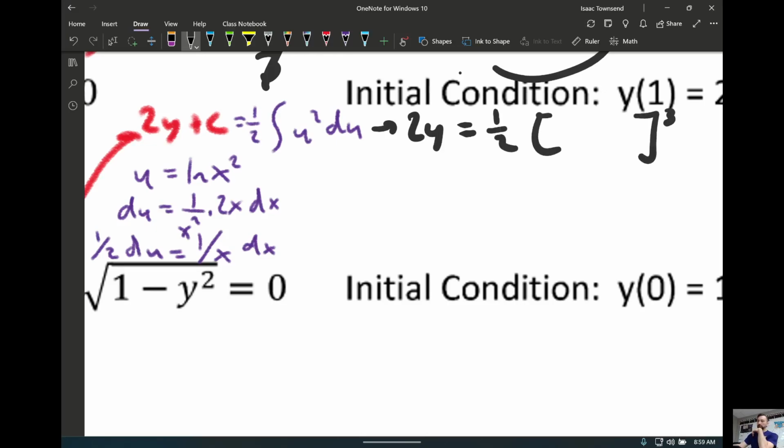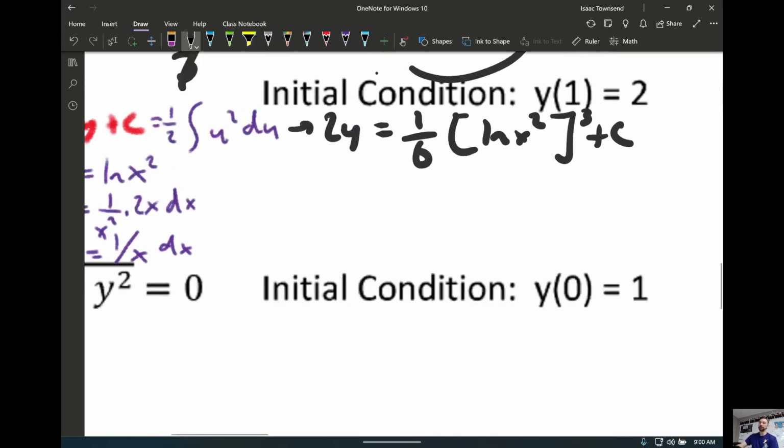Raise the power by 1, divide by the new power, plug in u. And I'm going to move the plus C to the right. You could put it on the left or the right, but it doesn't matter. Most people just do the right. So it doesn't look like it's going to be too hard to solve for y on this question. We're not going to have to do any weird exponentiating or anything.